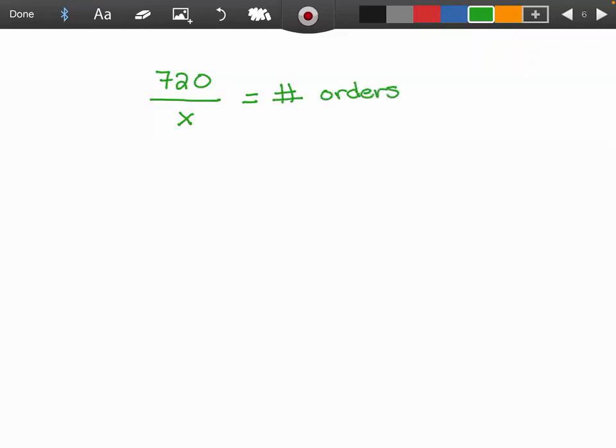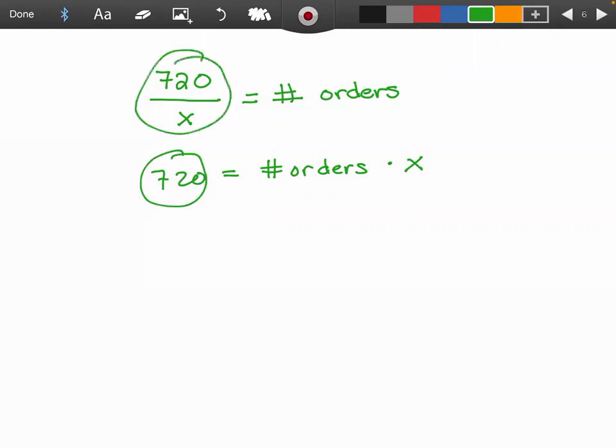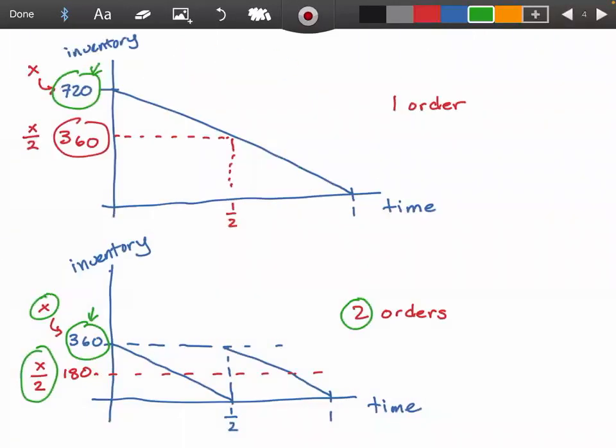Maybe it might make more sense to look at it this way. 720 has to be the number of orders times the size of each order, because in total we need 720 calculators. So if you divide both sides by X, you wind up with this expression right here. All right, so let's go back.